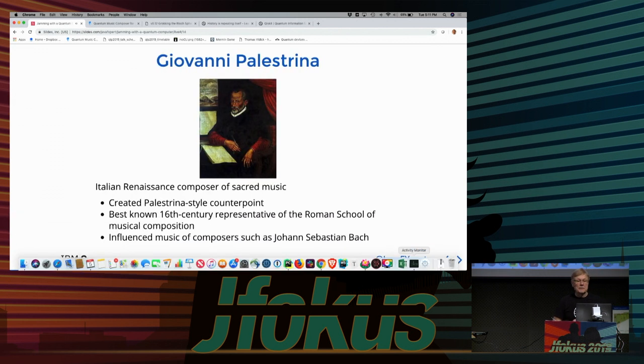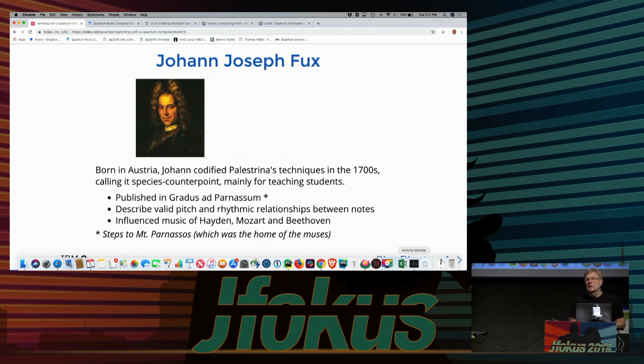So it was invented in the 16th century by Giovanni Palestrina, and then a gentleman with a very awkward last name, Johann Joseph Fuchs, later in Austria, codified Palestrina's techniques. He did that in a book called Gradus ad Parnassum, which means stairway to the muses or something. And in the text of the book, he came up with about 70 rules for counterpoint, species-style counterpoint music. And so those rules can be leveraged in algorithmic composition.